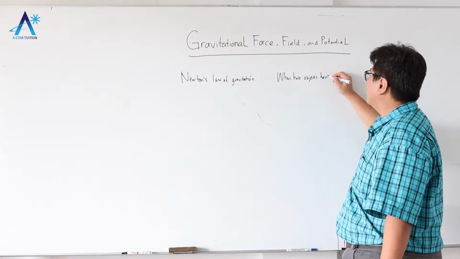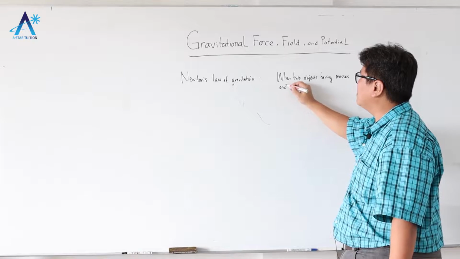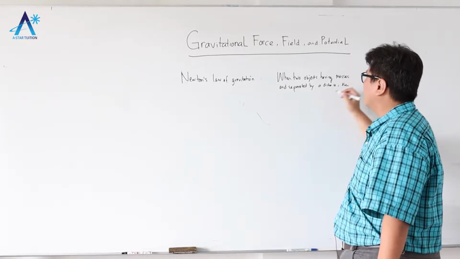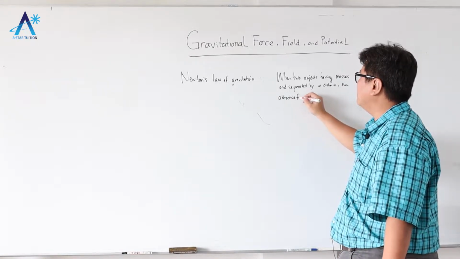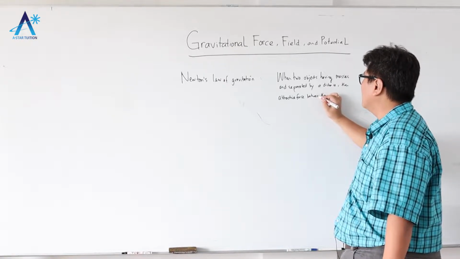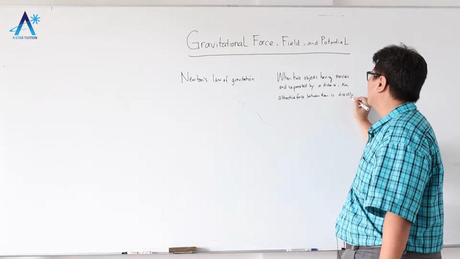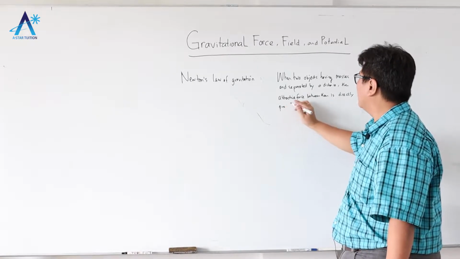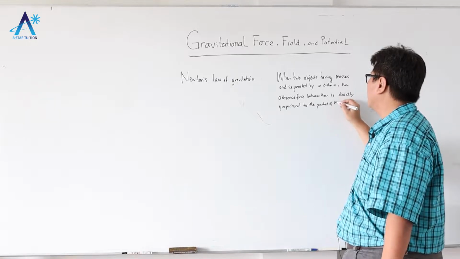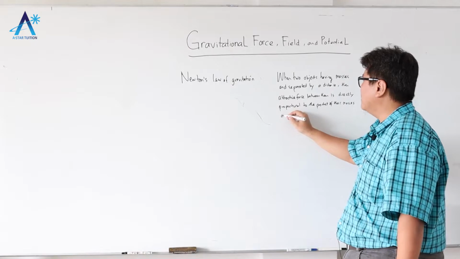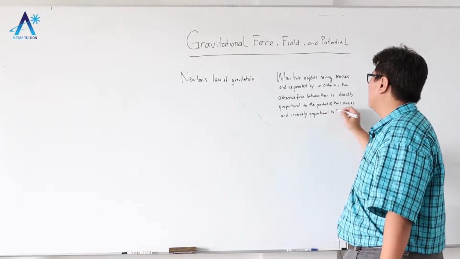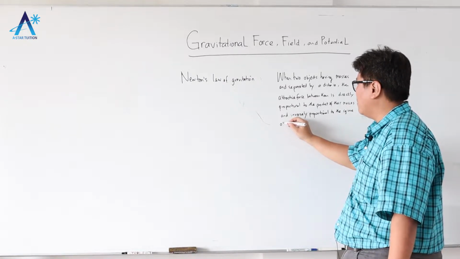So we can say that when two objects having masses and separated by a distance, then the attractive force between them is directly proportional to the product of their masses, and inversely proportional to the square of the distance between them.